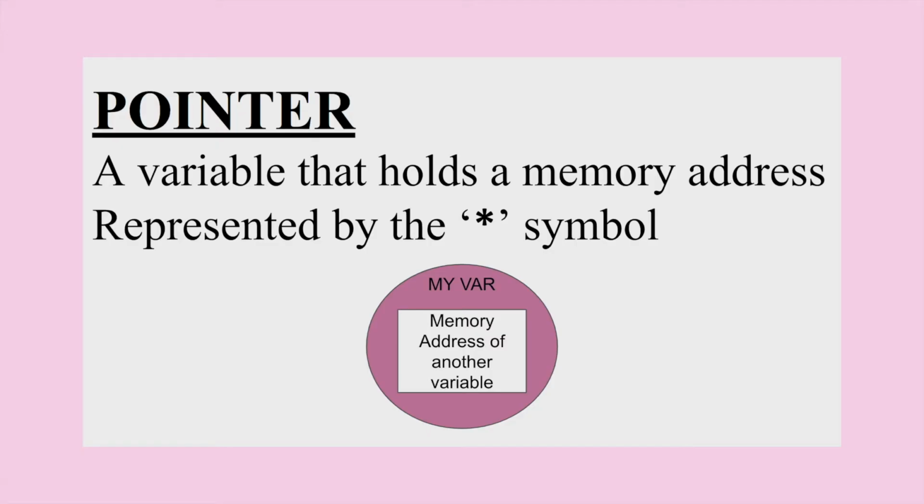So we're going to get started by defining a pointer. A pointer is a variable that holds a memory address of another variable, and we represent it with the asterisk symbol, and I'll show you this a little bit more in a bit. But you can think about it with like this pink bubble having my variable, and that holds a memory address of another variable. So normally we have my variable holding an integer value or a double value. Well, these pointer variables hold memory addresses of other variables.